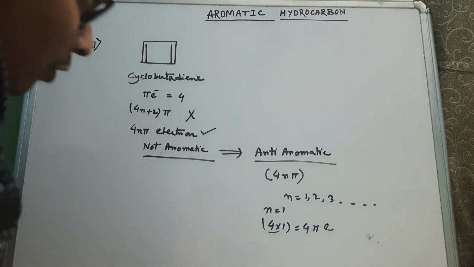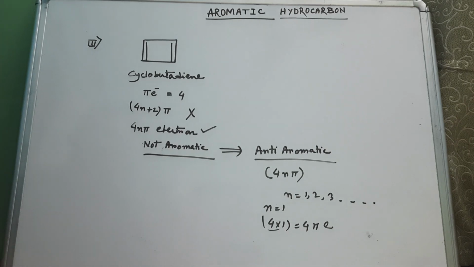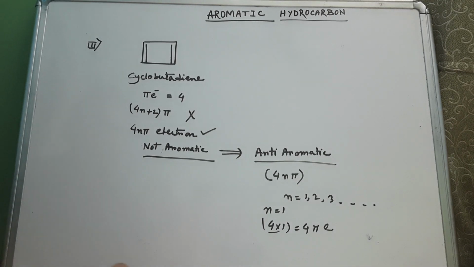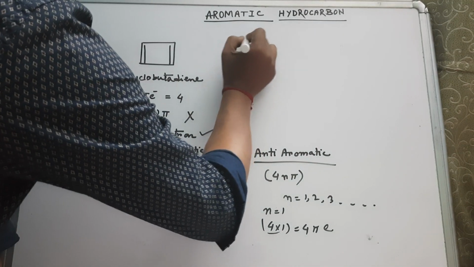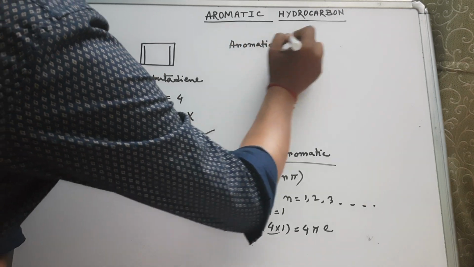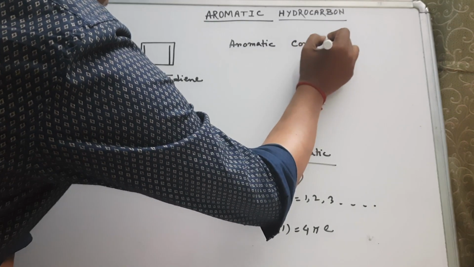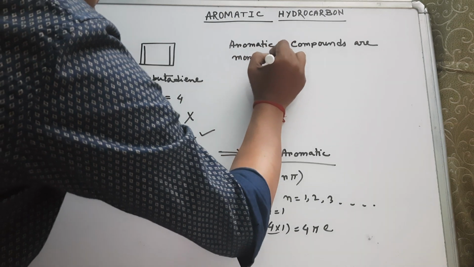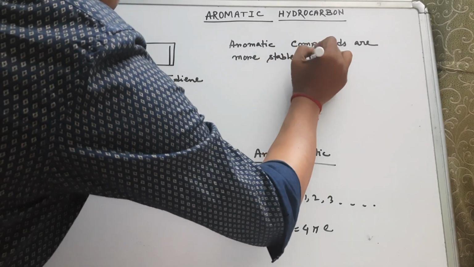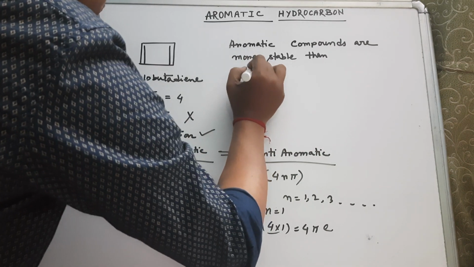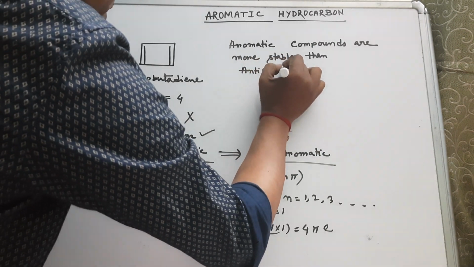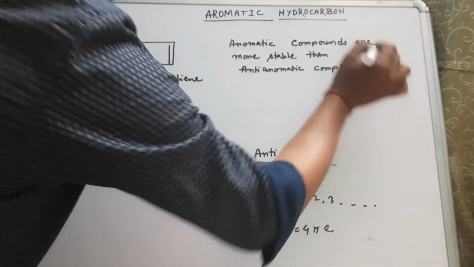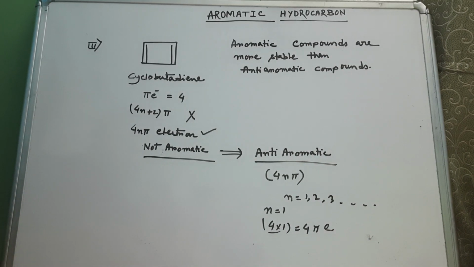Anti-aromatic compounds are not very stable compared to aromatic ones. Aromatic compounds are very stable compared to anti-aromatic compounds. So we write here: aromatic compounds are more stable than anti-aromatic compounds.